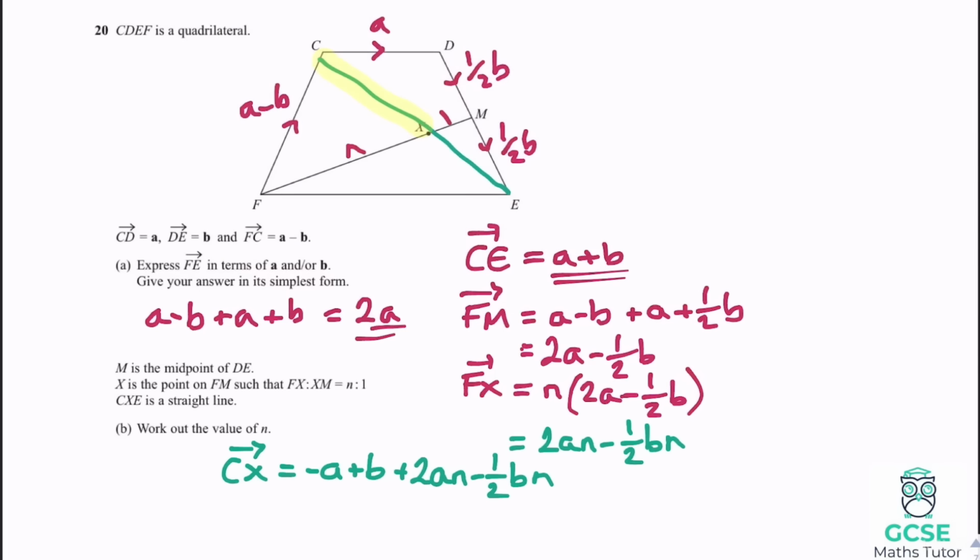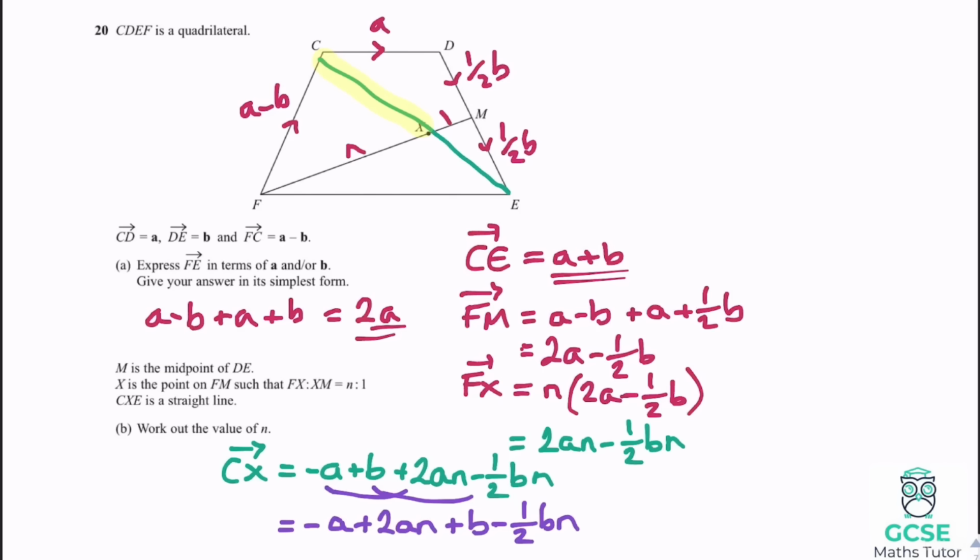Now we need to tidy this up and just have a look at how many a's and how many b's we have. Obviously we've got some n's with some of them, but if I group them together, so the minus a in this one, and the b in the minus half bn part, we've got minus a plus 2an, and then we've got plus b minus half bn. So grouping the b's and the a's together, that's what we're left with. Now we can do an extra step from here.